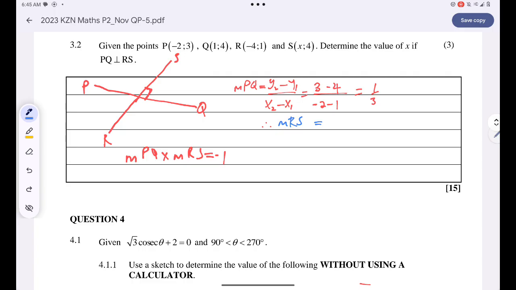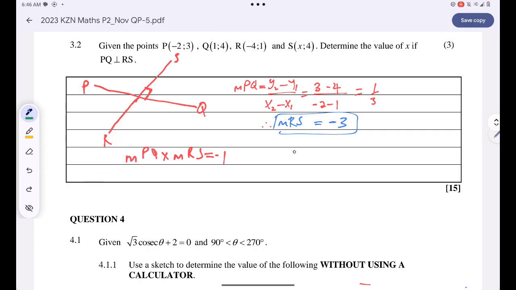Are you together? Every time, guys, whenever we have perpendicular lines and we have the gradient of one line, you want to find the gradient of the other line. Take the gradient you have, flip it around and change the sign. Always, né? So if I flip this number around, I'll have a 3 over 1. I don't need to write the denominator, and then I must just change the sign. I'll have a negative like this. Are you together?